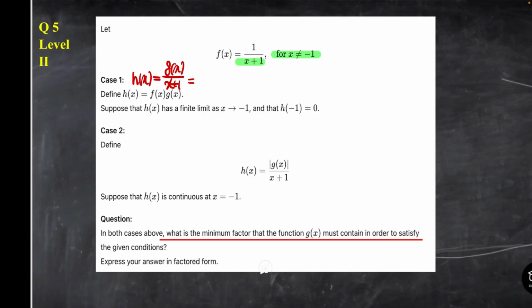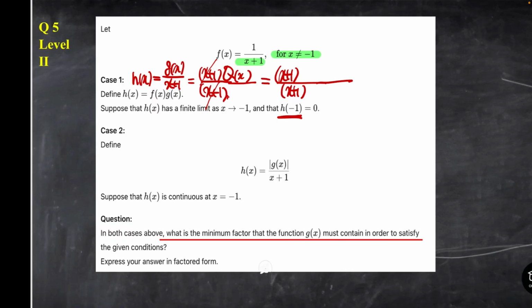negative 1 equals 0. Since the denominator becomes 0 at x equals negative 1, the only way for h of x to have a finite limit is for g of x to also go to 0 at the same time. And not just any 0, it has to cancel the singularity caused by the denominator. If g of x contains only one factor of x plus 1, then h of x simplifies to q of x for x not equal to negative 1.